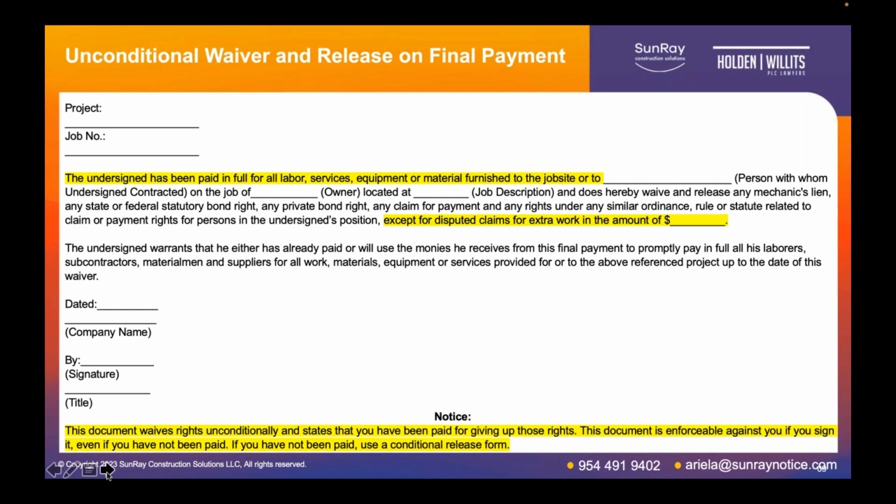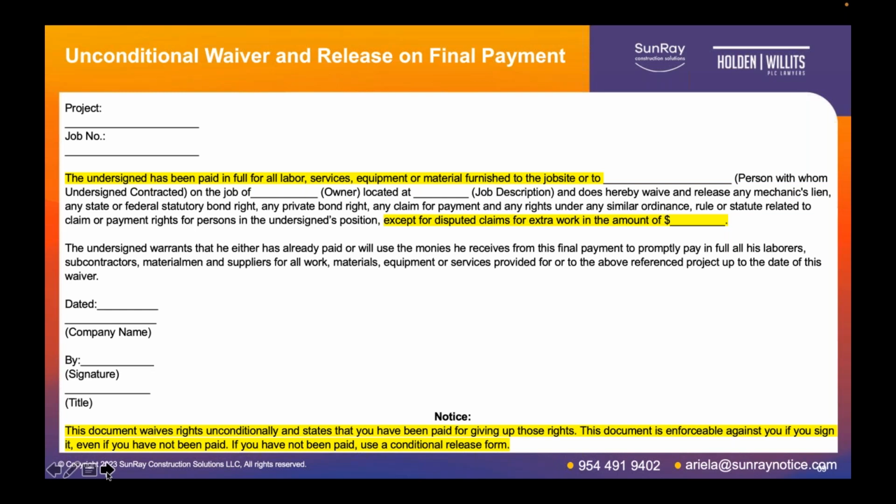And it does have that exception that is also set forth in the conditional final waiver for disputed claims or extra work. So if there are disputed claims or extra work, you want to make sure you include those before you sign this unconditional final waiver. And again, as with the unconditional progress waiver, you have this language at the bottom that says this waives rights unconditionally and states that you've been paid for giving up those rights, and this document is enforceable even if you have not been paid.